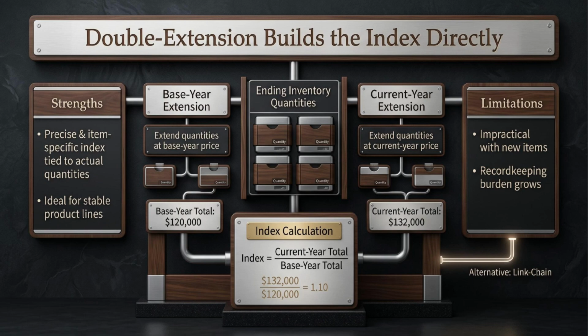This method is precise when the product line is stable, but it becomes heavy when new items appear because every new item needs a base year price. Precision is good, but not if the accounting team needs a time machine to find every old price.